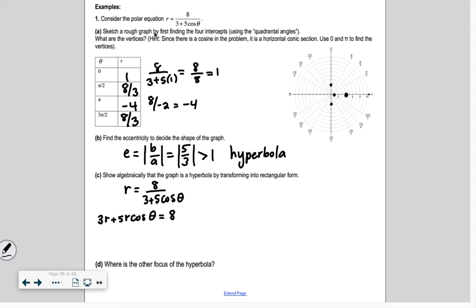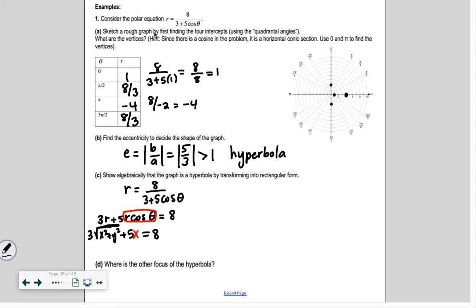And remember the section that you just did? So if you see r cosine theta, what is it? X. And then we have r there, so that's going to be the square root of x squared plus y squared. So we're kind of getting there. But it's not really a familiar form. Like, I wouldn't look at that and be like, oh, it's a hyperbola, right?